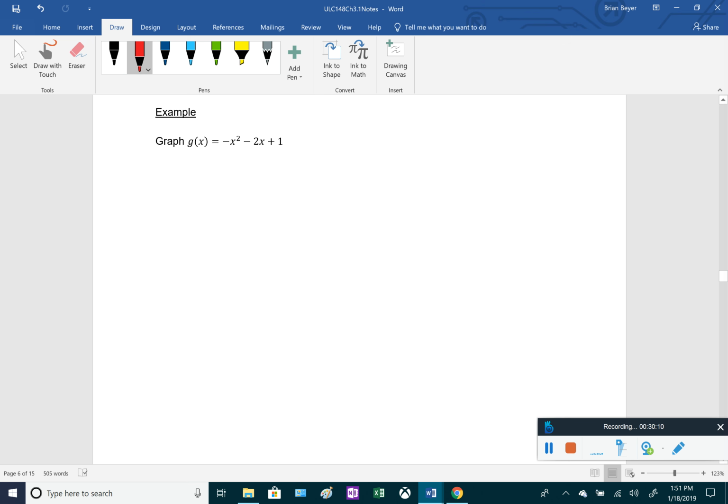Okay, so let's see this next one. Next example, we have g of x equals negative x squared minus 2x plus 1. Okay, so for this one, we are going to see if it opens up or down. The a value here is out front once again, so it's -1, so it's negative. So it opens down.